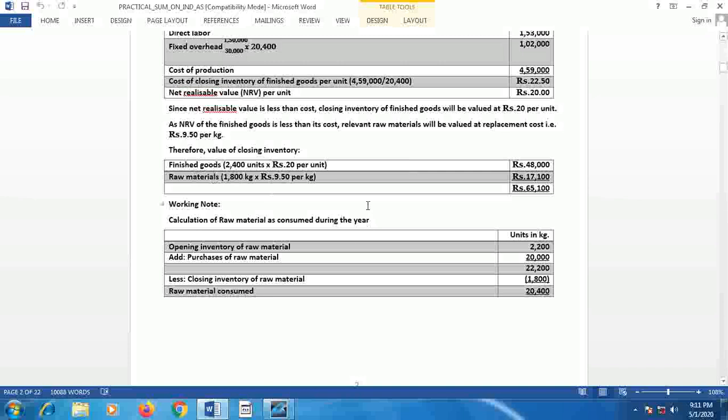The basic principles that are stressed under Ind AS 2 with regard to valuation of inventory are: for finished goods, cost of production or expected selling price, whichever is less. For raw material, cost of purchase or the replacement cost, whichever is less. So that should be stressed here. These two principles are incorporated in the illustration. Perhaps you have understood the illustration. Thank you.